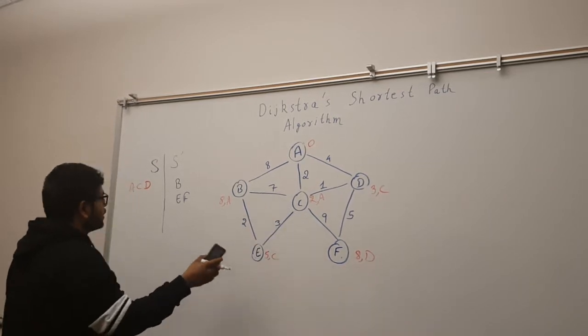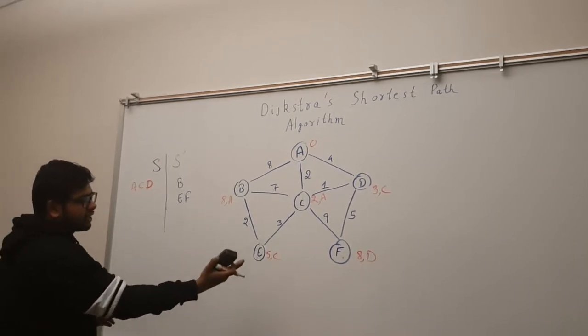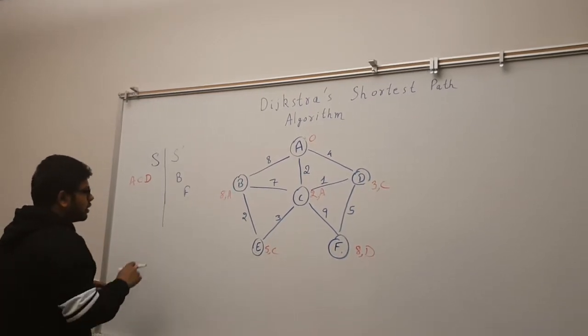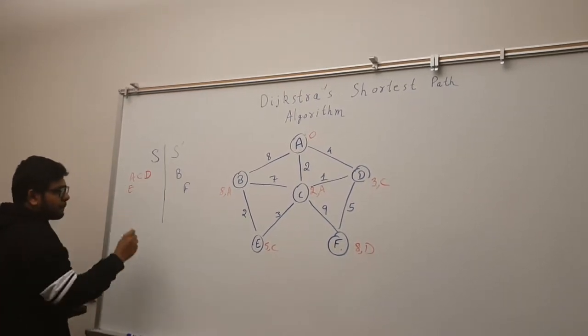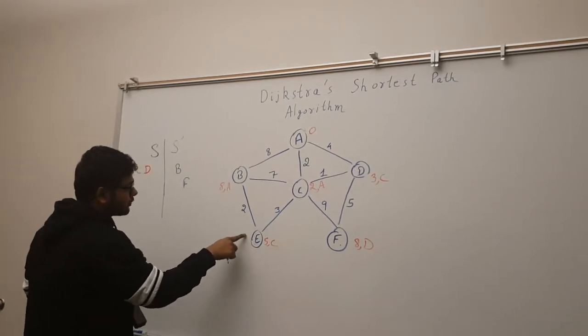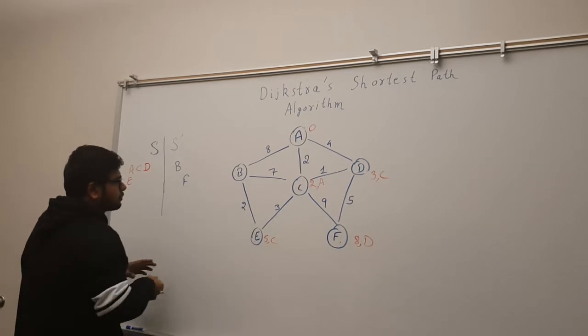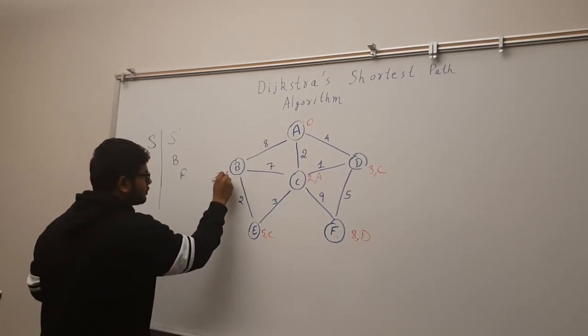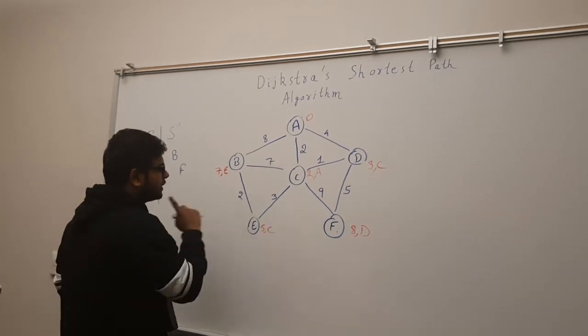So now we are done. Consider B, E, and F. E is the node with the minimum cost. Move it, and consider all the neighbors. So this would be 5 plus 2, 7. Yeah, we are done.